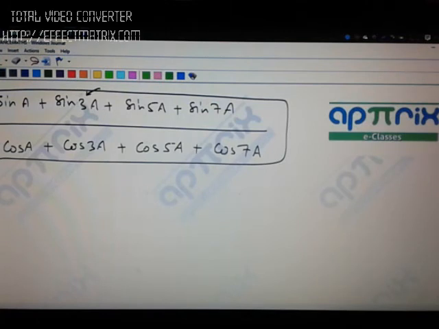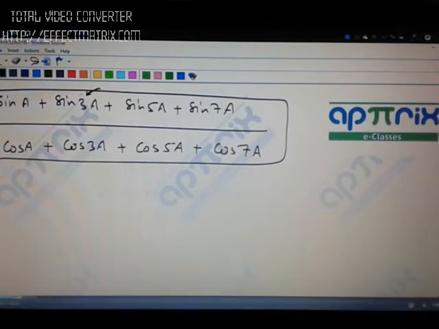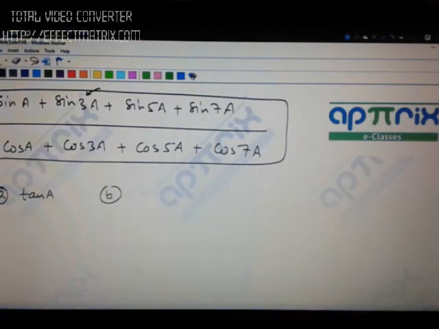I am just asking you to solve this. Think and reply. Can you do this question without knowing cos 3A? Yes, you can do that. Options I will provide. Option A is tan A. Option B is tan 2A.